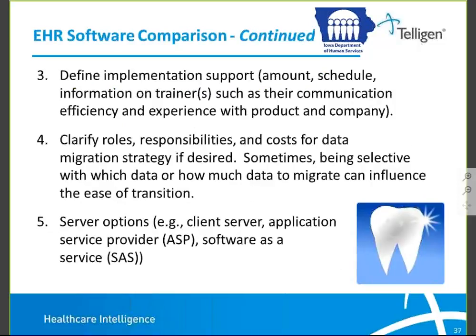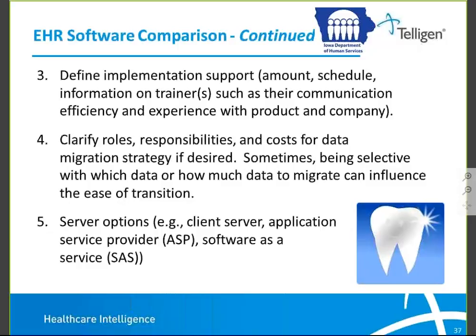Number 3, define implementation support. So how much support are they going to provide? The amount. What is the schedule? Information on the trainers, so who's going to be training you, such as their communication efficiency and their experience with the product and the company. So you'll be assigned folks that are trained to give you implementation support and provide training to you and get the system installed. Get some information about the background and who and how much will be involved there.